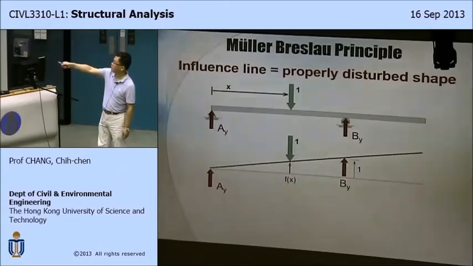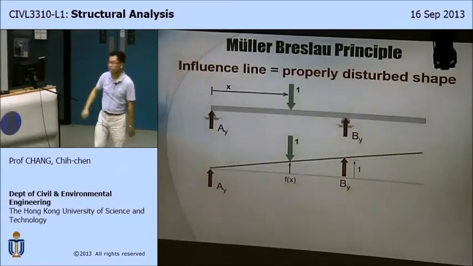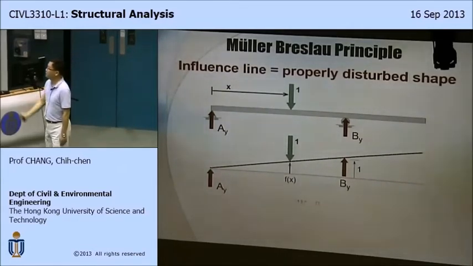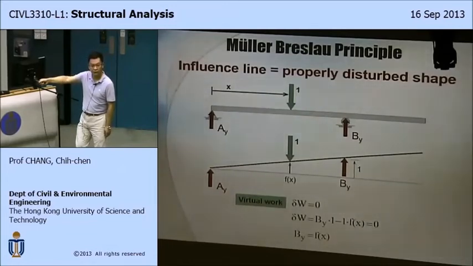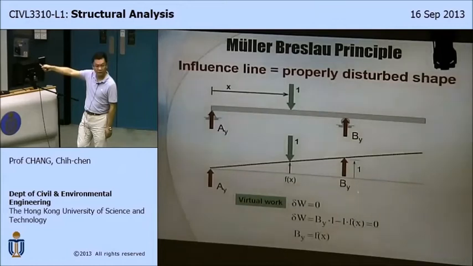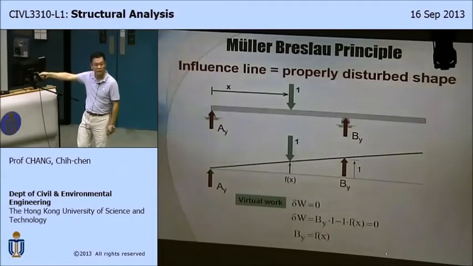So if you know this is 1, then you know what Fx should be, right? And then you follow the virtual work principle. Because A is held stationary, not moving, there's no work done by AY. There will be work done by this downward unit force, negative work. There will be work done by BY, positive work. Summing up, the virtual work principle says that it should be equal to 0. So BY equals Fx.